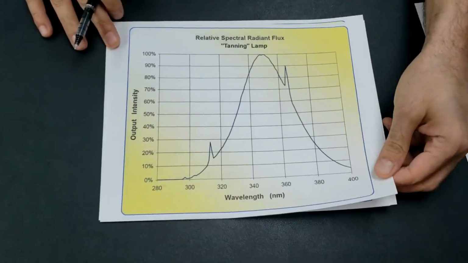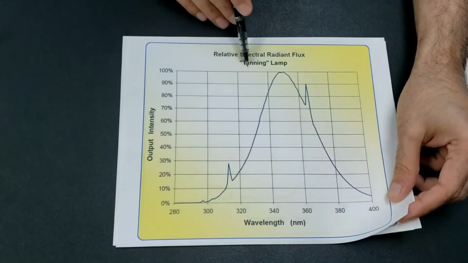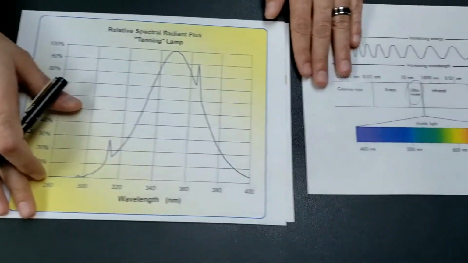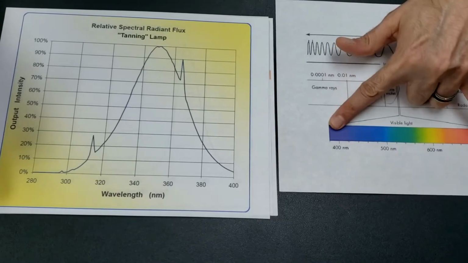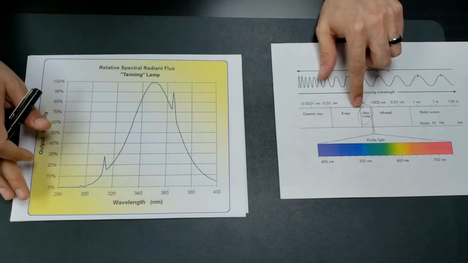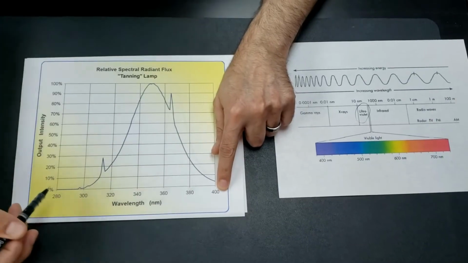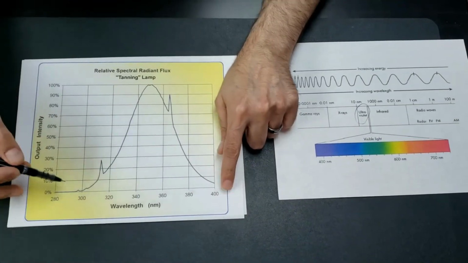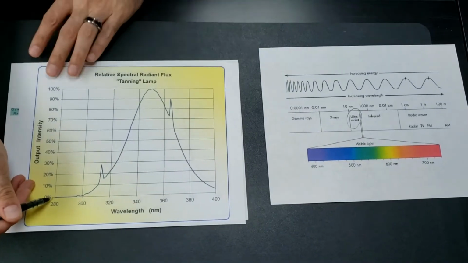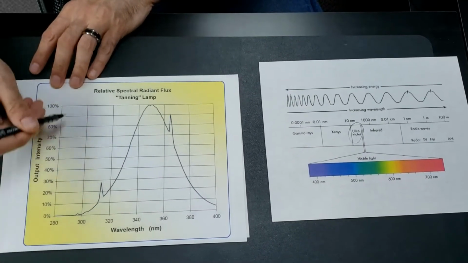This represents an output curve of what I would call your typical tanning lamp. UV is outside of the visible spectrum. Again, right here we show 400 to 700 is the visible spectrum. So just outside of that, 400 down to 280, or if you're going up, 280 to 400 nanometers, this is the spectrum of UVA and B. And on this chart here, on the bottom, this is 0% output, and this is 100%.